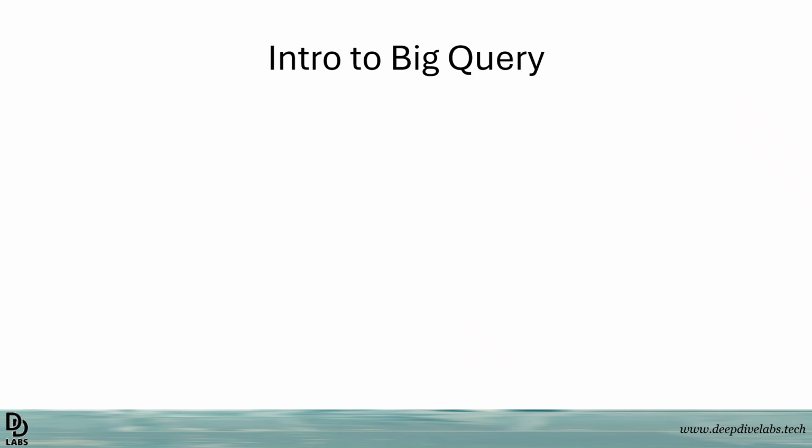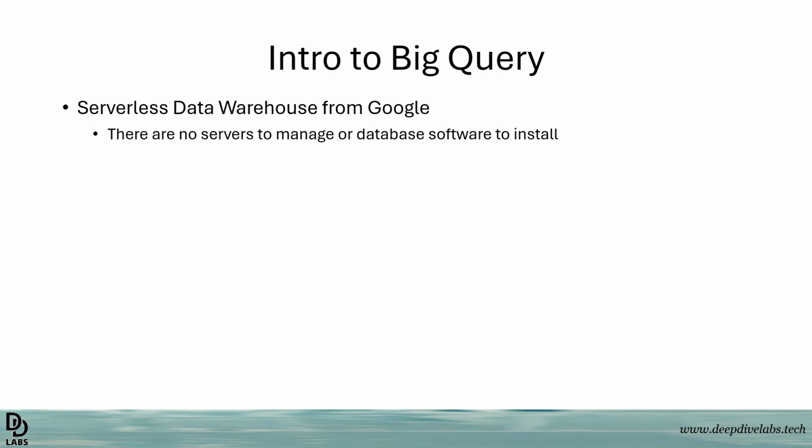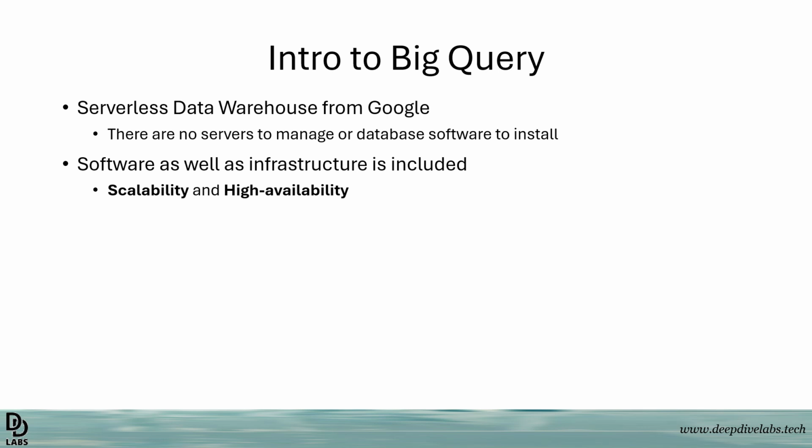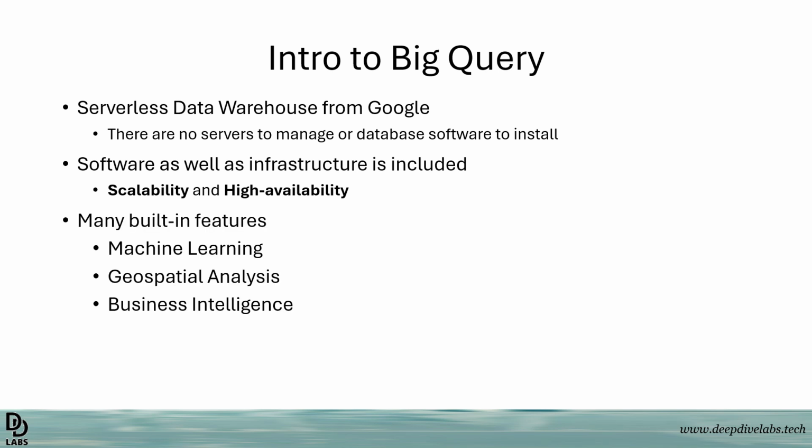Let's get introduced to BigQuery, which is a data warehouse on the cloud provided by GCP, which is Google Cloud Platform. So this is a serverless data warehouse provided by Google, which means the end user doesn't have to manage any servers or database software installs really. Right? So the software as well as infrastructure is included in the data warehouse service, which means it's highly scalable and available. So those are the two main characteristics of why people tend to transform to the cloud. BigQuery in and of itself has multiple built-in features other than being a data warehouse. It also provides, built on top of it, huge machine learning capabilities, geospatial analysis, inherent business intelligence, etc.